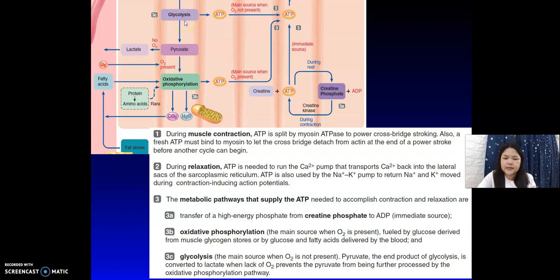Another, glycolysis, is the main source of energy while there's no oxygen. Pyruvate is an end product of glycolysis. It will be converted into lactate when no oxygen is present, to prevent the pyruvate from undergoing oxidative phosphorylation.